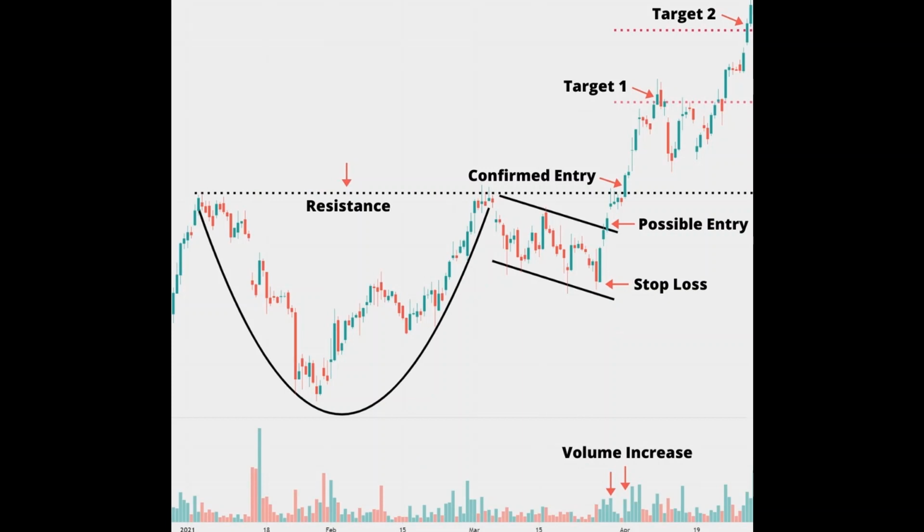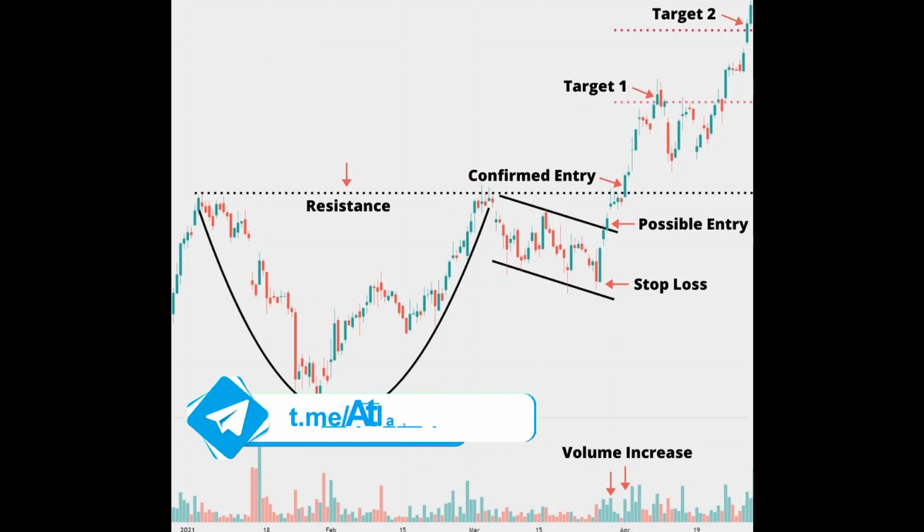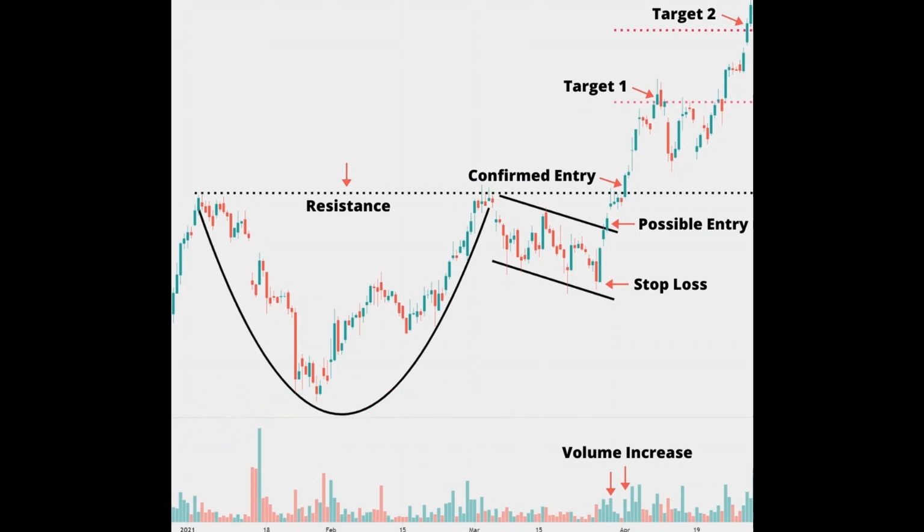The final stage of the pattern is a break above the resistance level, created by the rim of the cup, signaling the start of a new upward trend. Traders typically look for a volume increase to confirm the break and to ensure that the trend has strong momentum.